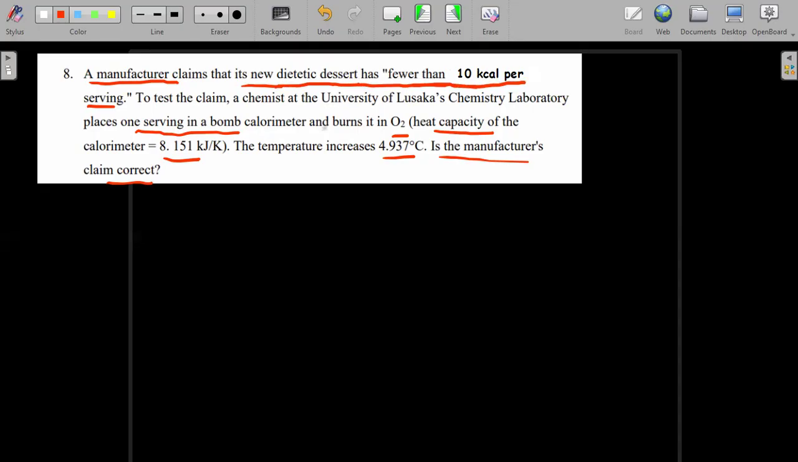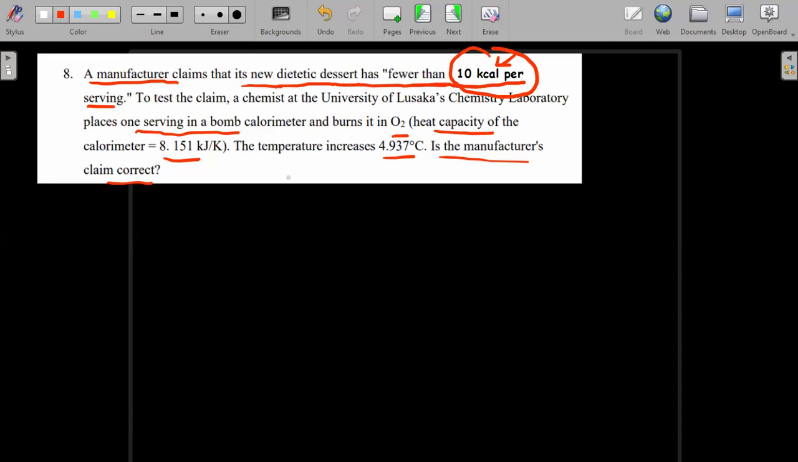So how are we going to prove that claim? We need to calculate the total energy released during the combustion of the dessert serving and compare it to what? To 10 kilocalories there, that we've been given. Their claim is that we are going to produce less than this.